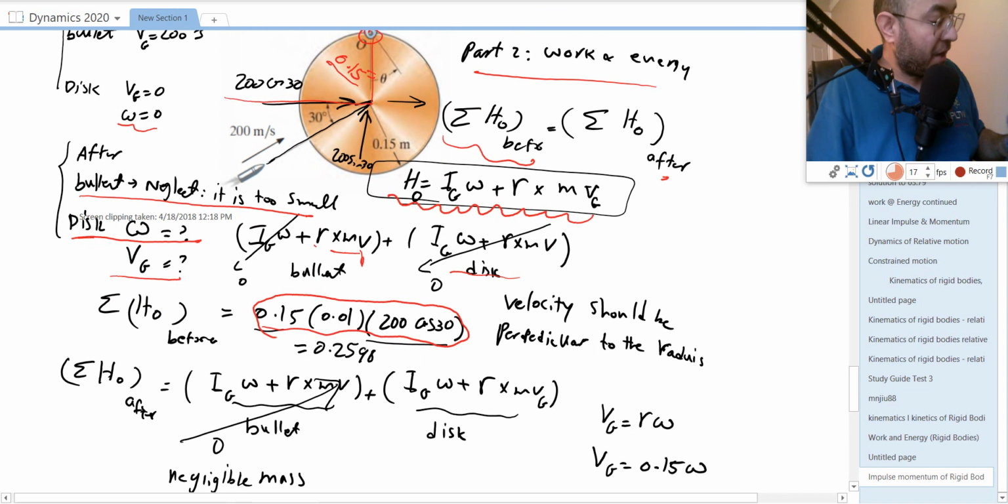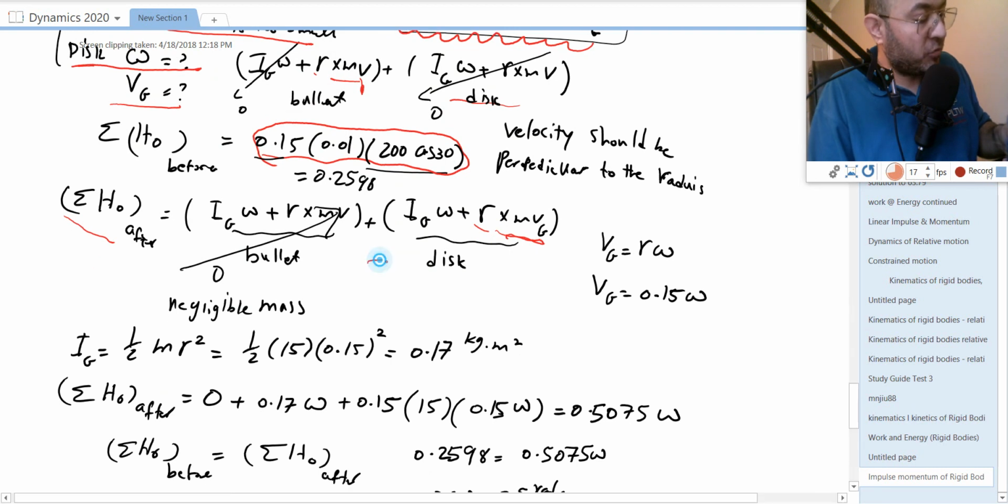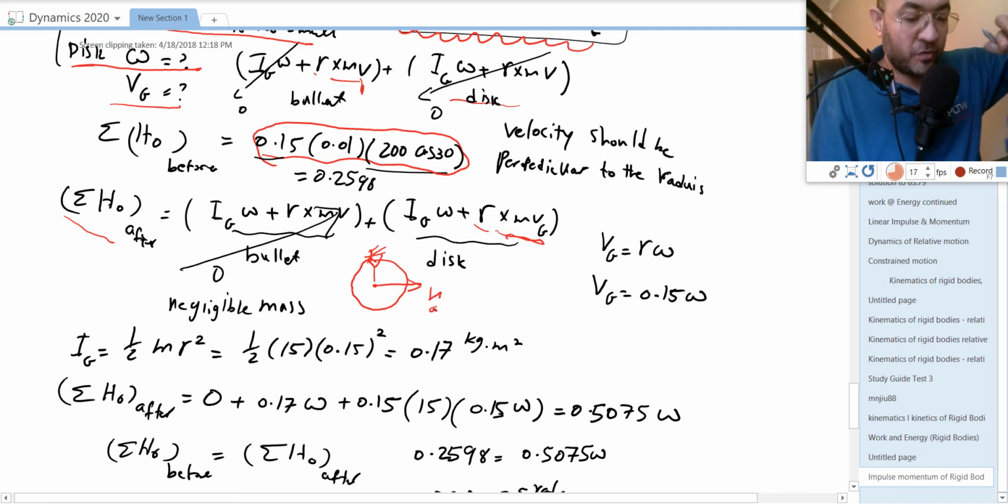Now what is happening after? After impact, we can say everything for the bullet will be 0 because the bullet is too small compared to the 15 kilogram disk. Now on the disk I have Ig omega plus R cross with mvg. If I draw the disk right after impact, it would look like this. Vg is in this location, because it is rotation about a fixed point. The velocity is always perpendicular to the radius, so you can say Vg is equal to 0.15 omega. And that's how we got it here.